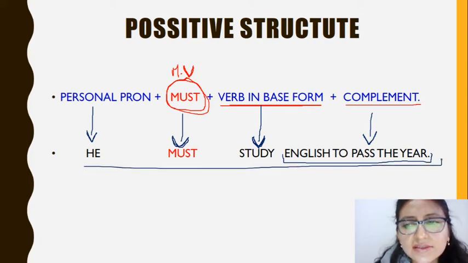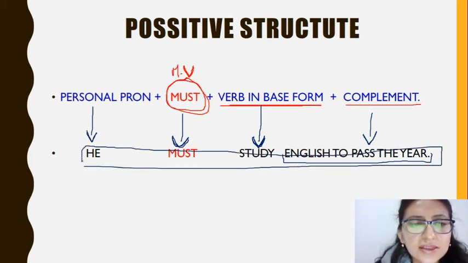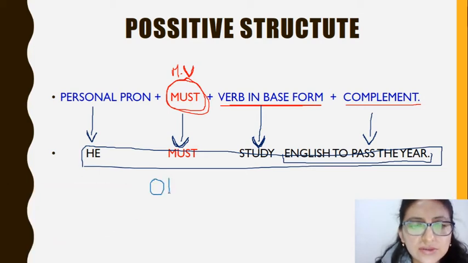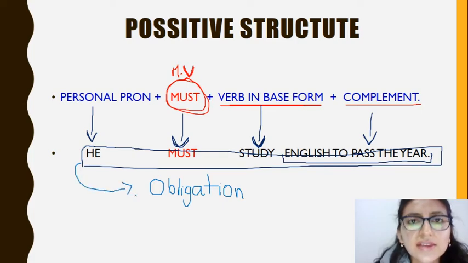This sentence is an obligation. Esta oración es una obligación, ¿ok? As this sentence is an obligation, it is something that we have to do. Como esta oración es una obligación, es algo que sí o sí lo debemos hacer. ¿Ok?